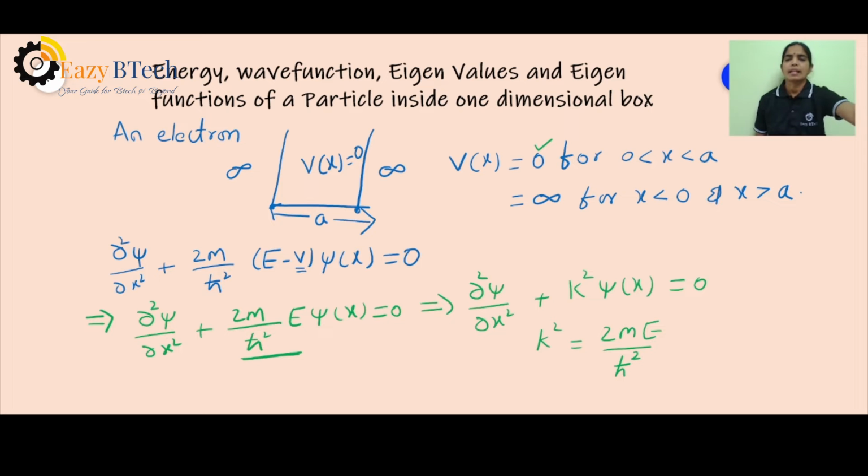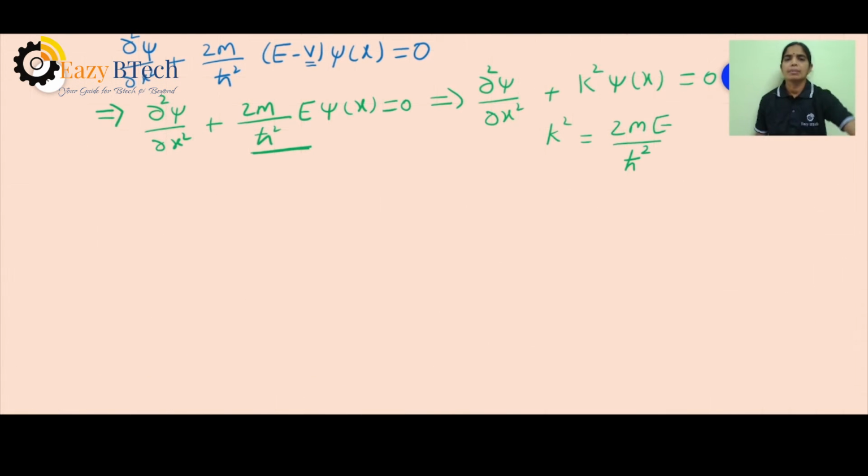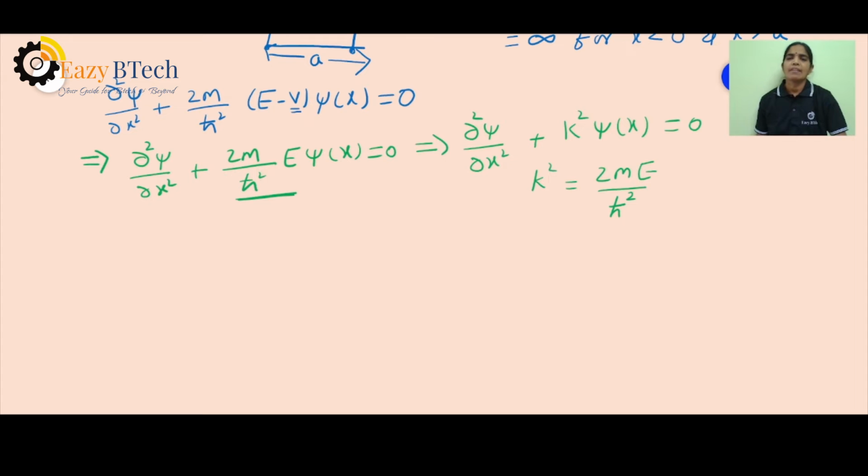Now this is a second order differential equation in the variable psi. So the solution for this second order differential equation has two constants, a and b: a sin kx plus b cos kx. Since this is the expression in the variable psi, the solution for the wave function psi of x is equal to a sin kx plus b cos kx.